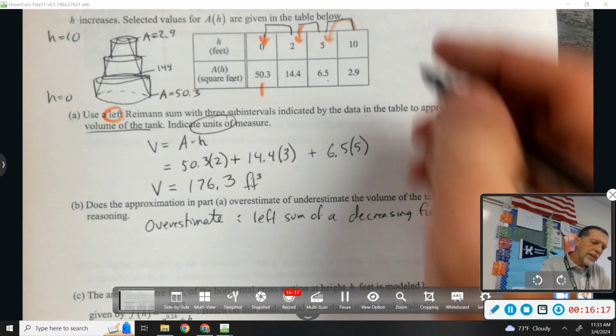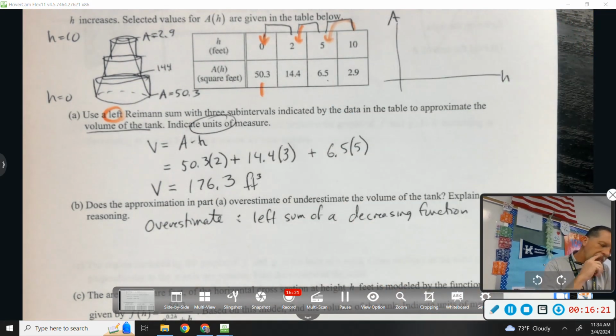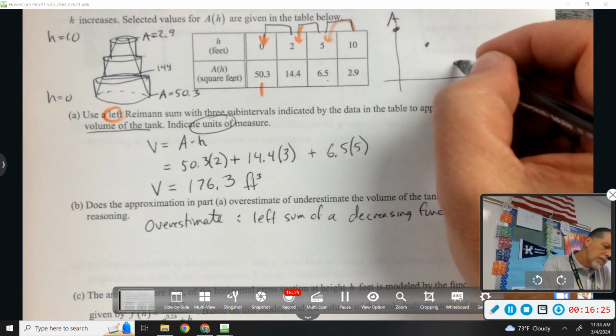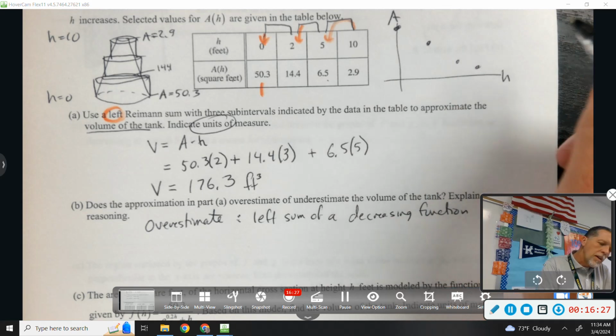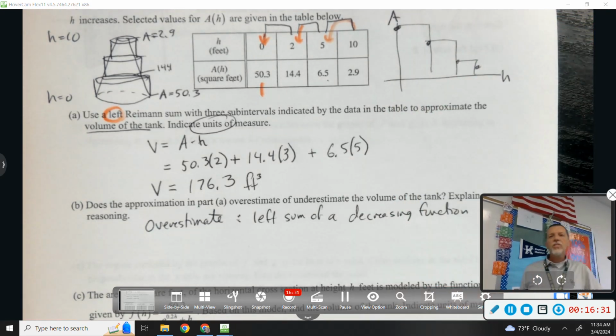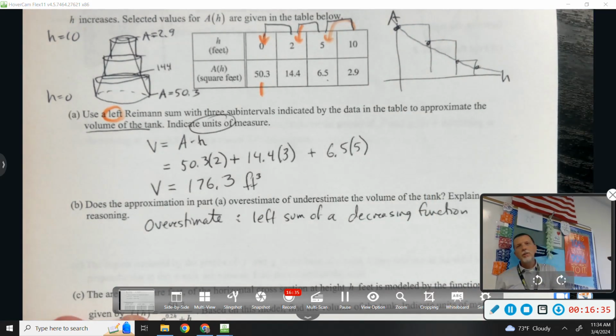This looks weird like this. It might have been easier to think of it like this: 50, 14, 6, and 2. And we kept doing a left-hand sum, so we know we're outside. We don't know what the real curve looks like, but whatever it looks like, we're definitely above it.